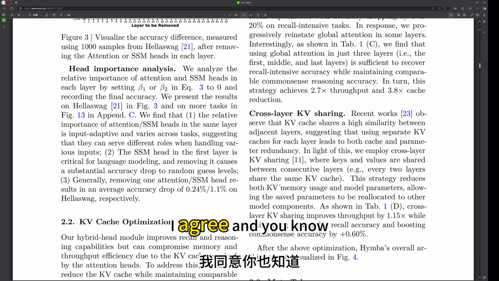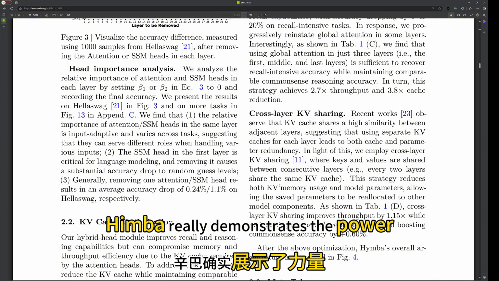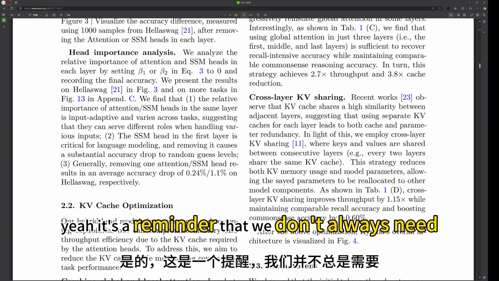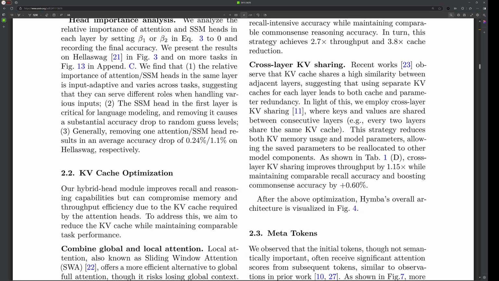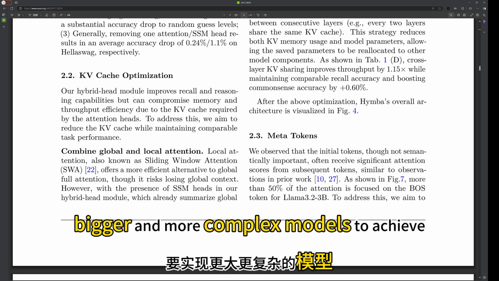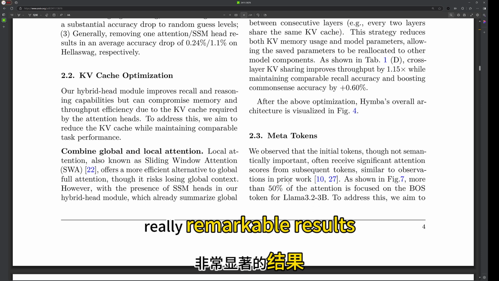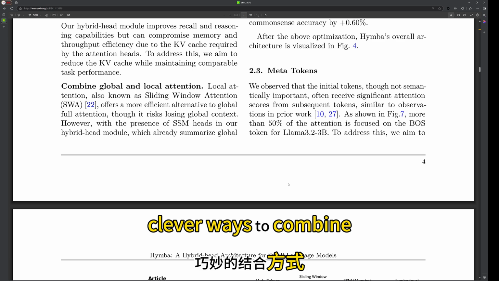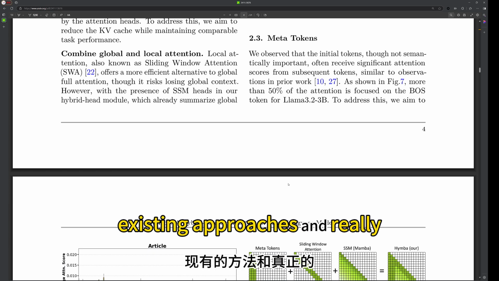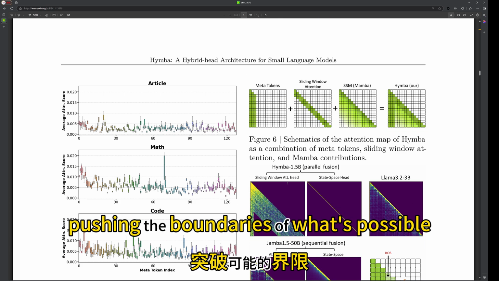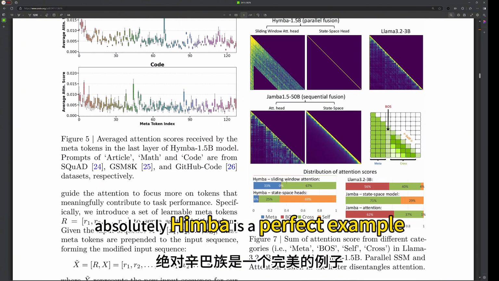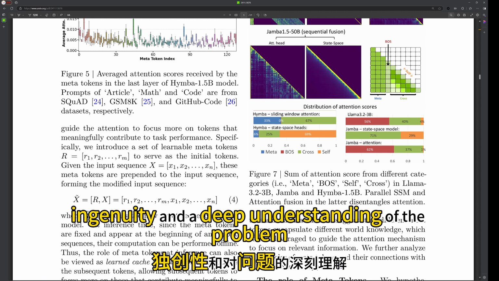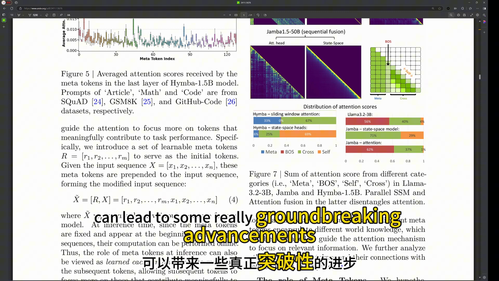I agree. And what's particularly encouraging is that Hymba really demonstrates the power of innovative thinking. Yeah. It's a reminder that we don't always need bigger and more complex models to achieve really remarkable results. Right. Sometimes the most elegant solutions come from finding clever ways to combine existing approaches and really pushing the boundaries of what's possible. Absolutely. Hymba is a perfect example of how ingenuity and a deep understanding of the problem can lead to some really groundbreaking advancements.